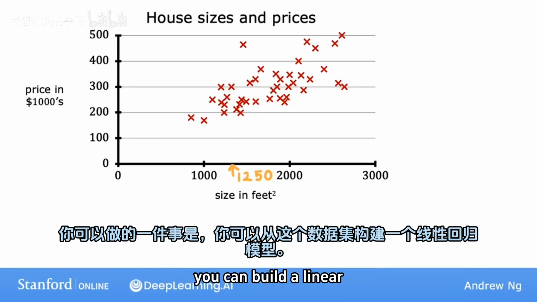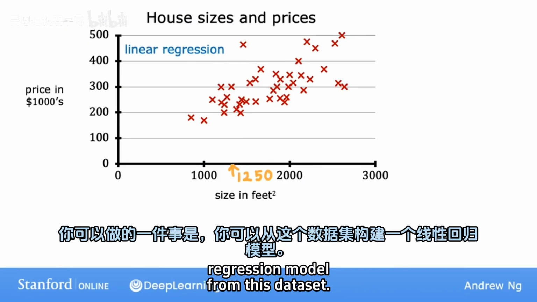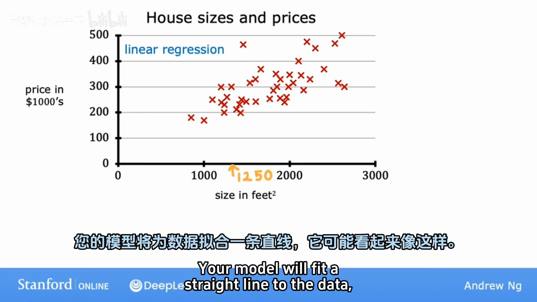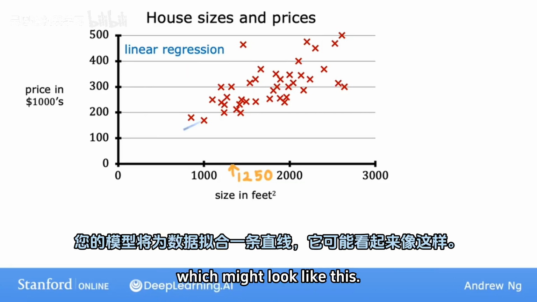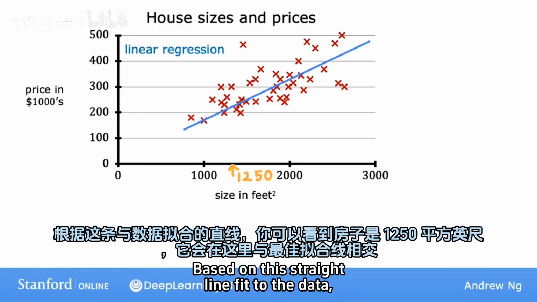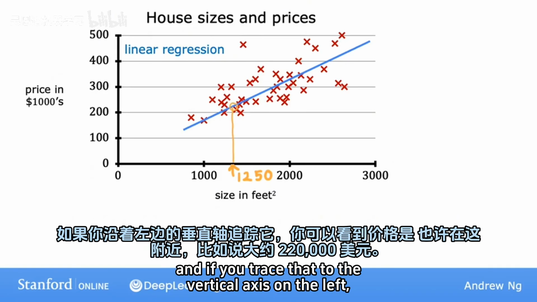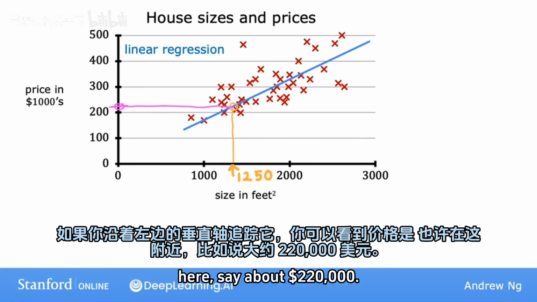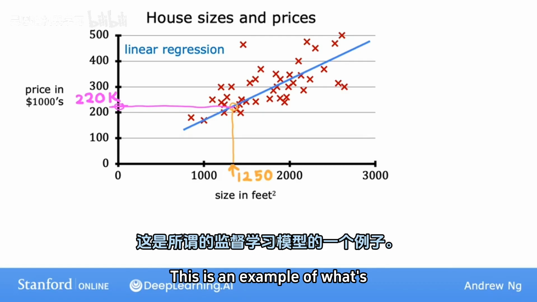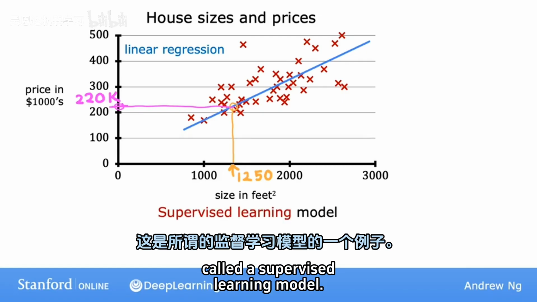One thing you could do is build a linear regression model from this dataset. Your model will fit a straight line to the data, which might look like this. And based on this straight line fit to the data, you can see that if a house is 1,250 square feet, it will intersect the best fit line over here. And if you trace that to the vertical axis on the left, you can see the price may be around here, say about $220,000. So this is an example of what's called a supervised learning model.